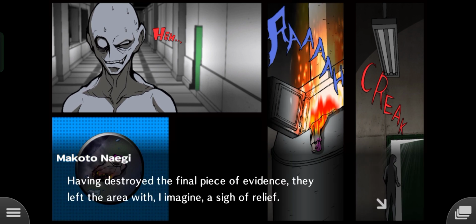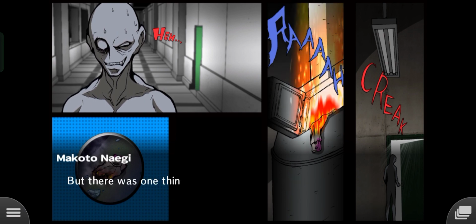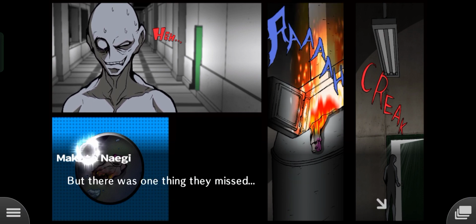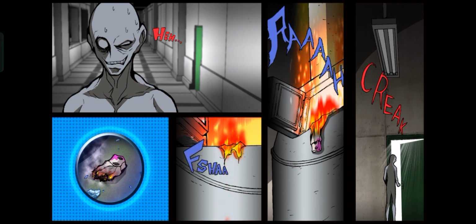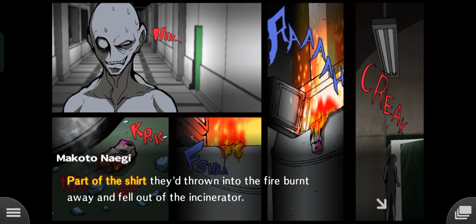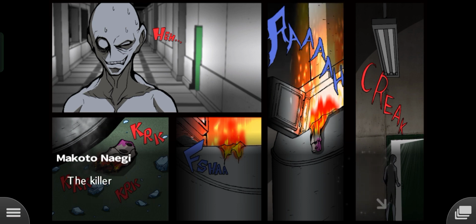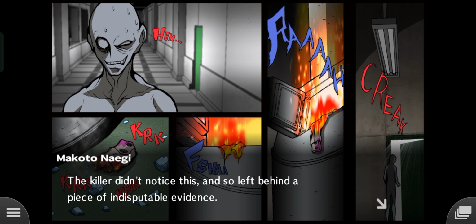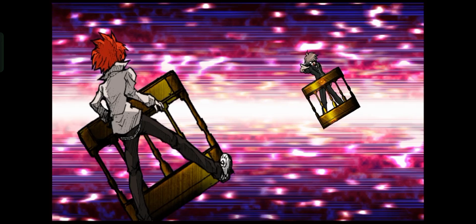Having destroyed the final piece of evidence, they left the area with, I imagine, a sigh of relief. But there was one thing they missed. Part of the shirt they'd thrown into the fire burnt away and fell out of the incinerator. The killer didn't notice this, and so left behind a piece of indisputable evidence.